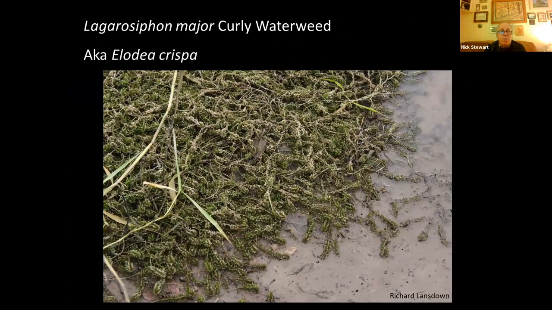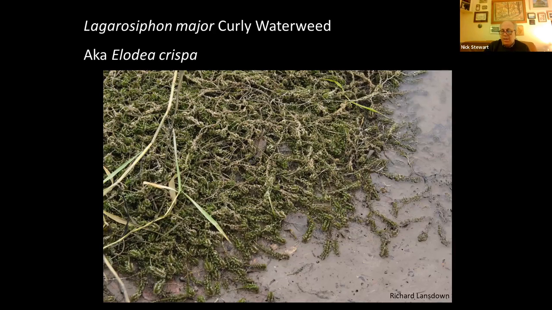The other species in this group is Lagarosiphon major, the curly waterweed, sometimes sold in garden centres as Elodea crispa. This is actually a problem, that a number of quite serious pest species are sold in garden centres under different names, whether deliberately or not, to get around the sort of legislation that prevents the sale of these.